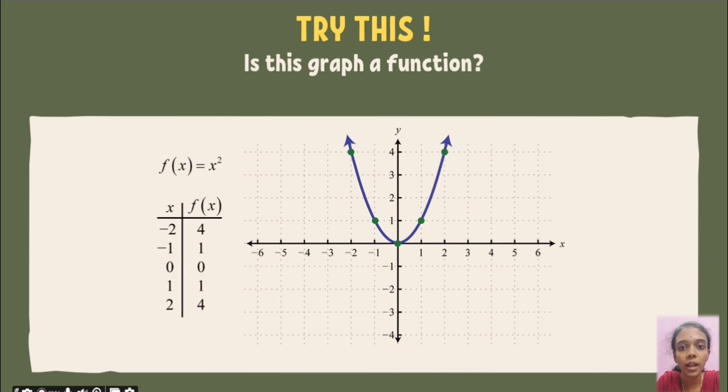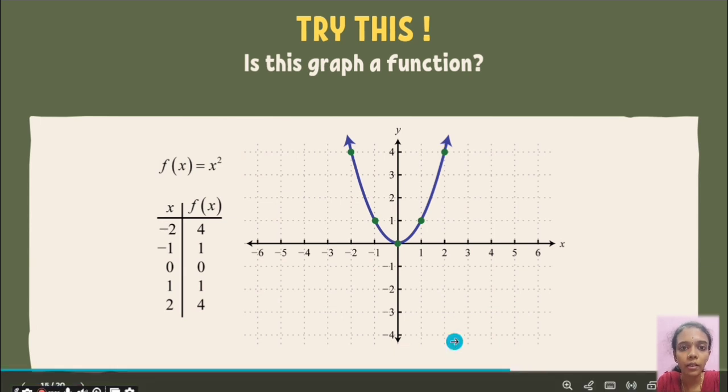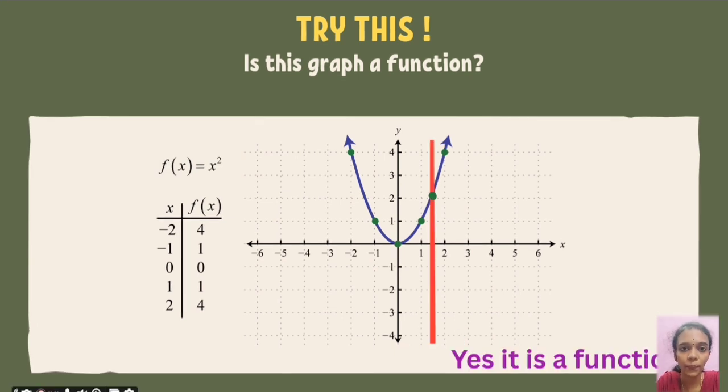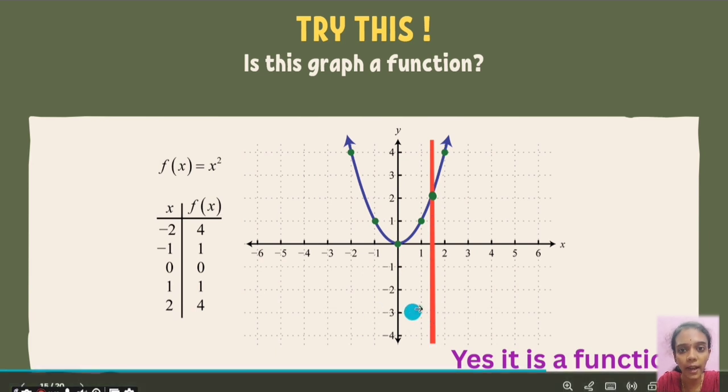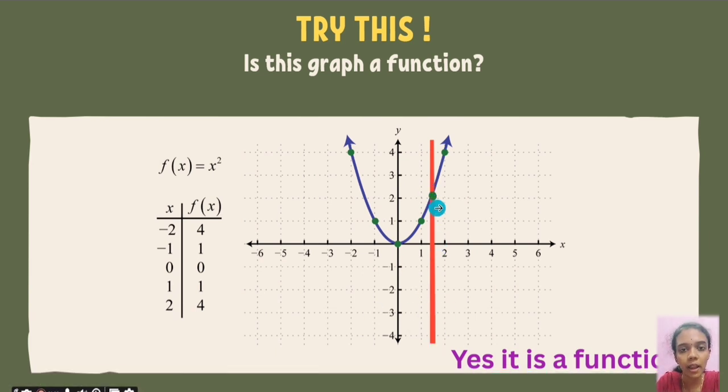Great thinking, everyone. Let's check the answer. Yes, it is a function. Look, I have drawn a red vertical line that passes through the graph. In this case, every vertical line we draw will touch the graph at only one point. That means each input x has just one output. So the answer is yes, the graph is a function.